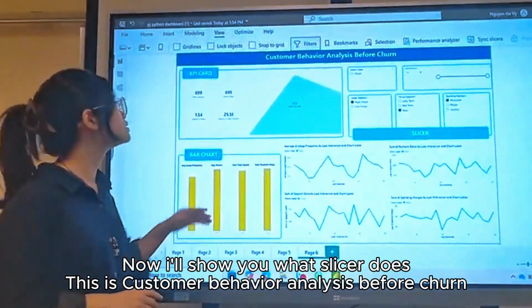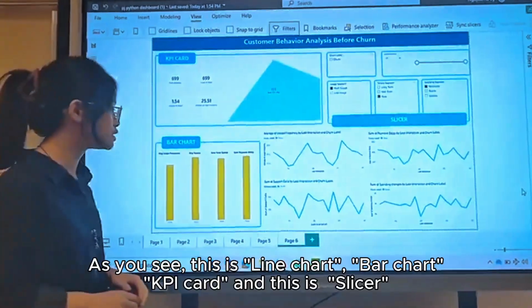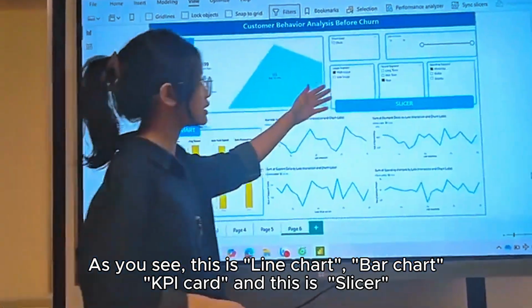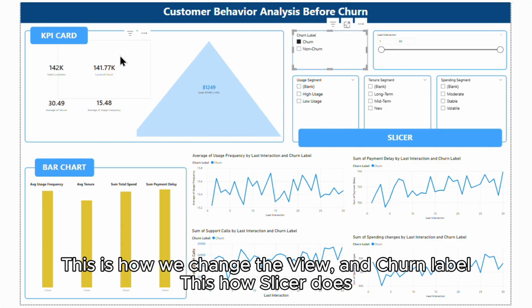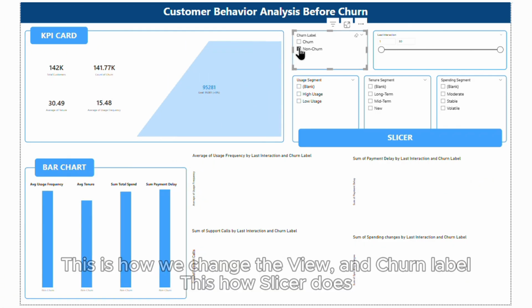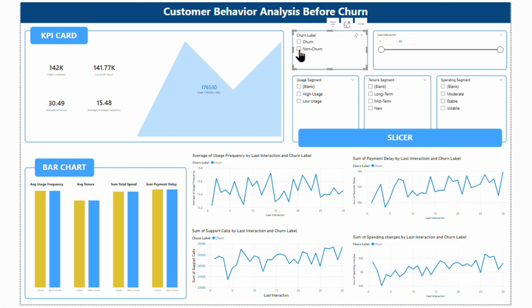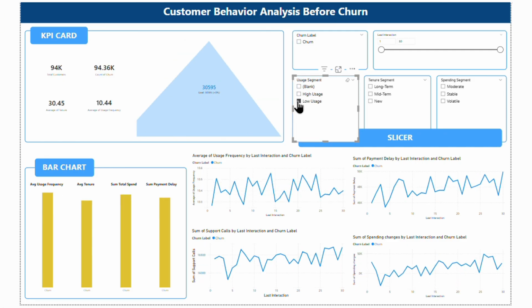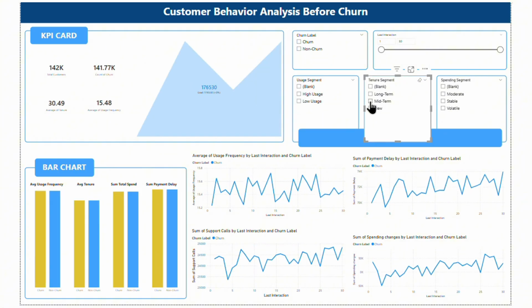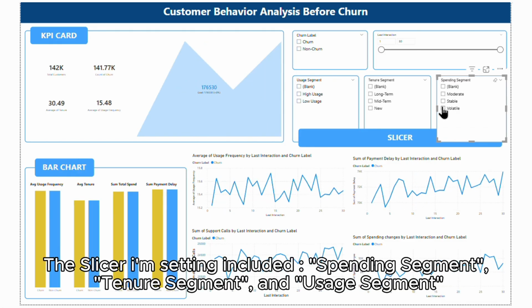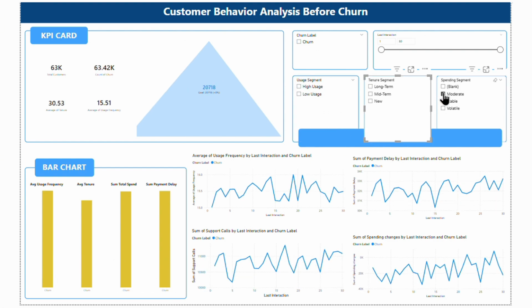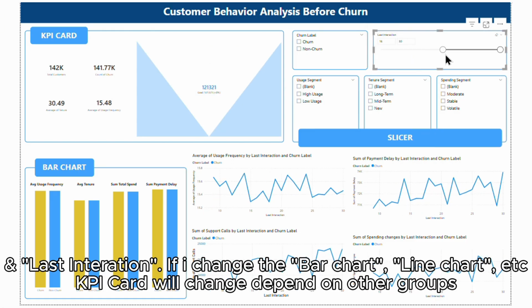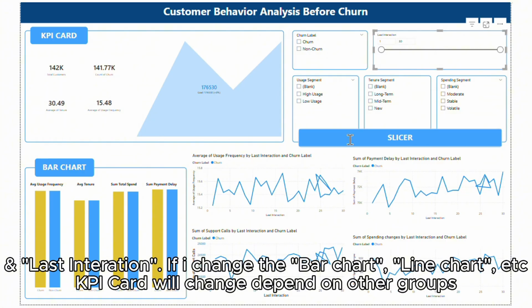Now I will show you what slicers do. This is the customer behavior page, and you can see the slicers and the behavior cards. The slicers include gender, subscription type, contract length, and last interaction. If I change the slicer, the line chart, bar chart, and KPI card will change depending on the selected group.